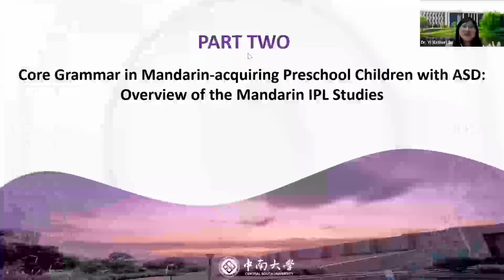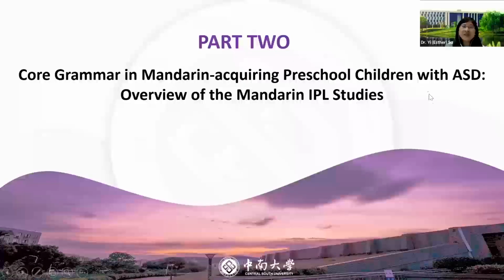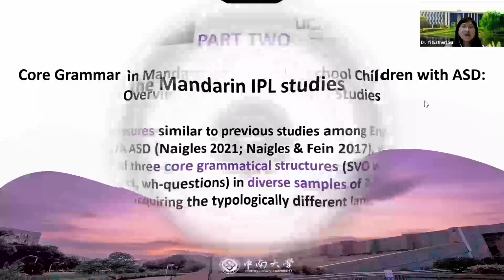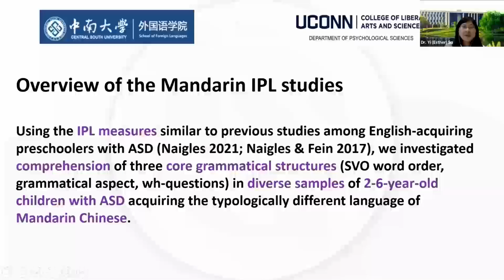So now let's see our recent study in Mandarin preschool children with SD. So we use the IPL measures similar to previous studies among English acquiring preschoolers with SD. And we investigated comprehension of 3 core grammatical structures: word order, grammatical aspects, and W questions in diverse samples of 2 to 6-year-old children with SD acquiring Mandarin Chinese.